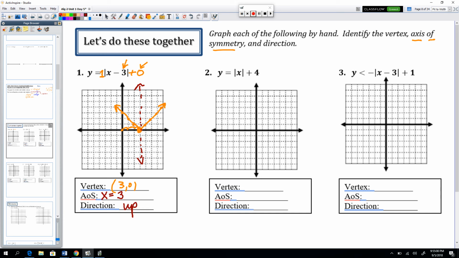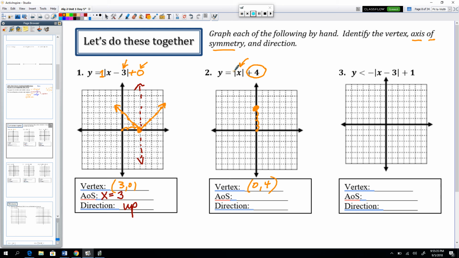Let's take a look at another example. Example 2. This one does have an up-down shift. So if we started at our typical starting point for the parent of 0, 0, we would need to move up 1, 2, 3, 4. And then if we look in here, we do not have any left-right shift. So we just shift up 4, and that's our new vertex of our absolute value graph. So we can immediately document 0, 4 as the vertex.